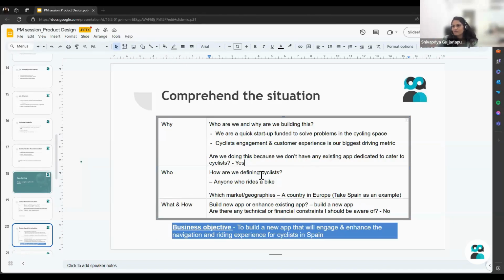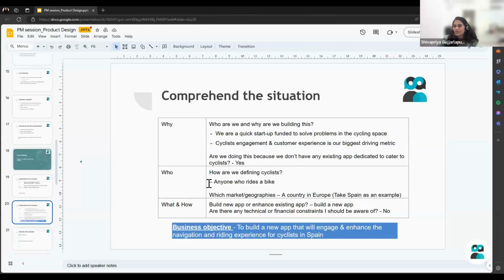So this is how the solution can also be. Now, how are we defining cyclists? The answer is anyone who rides a bike. Which market or geographies is another question that you can scope. And the answer I got is Europe, or consider a country like Spain as an example.